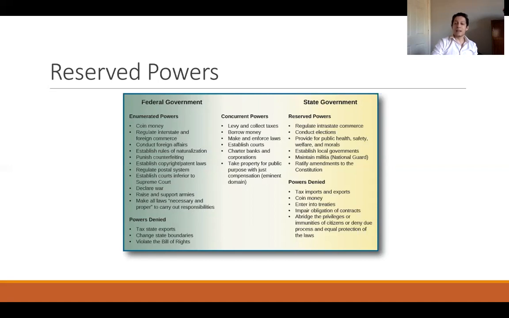There are then the state powers, which are the reserved powers, those powers that are reserved specifically to the states. And again, also denied powers to the states, those that the states cannot participate in and can only be exercised by the national government. Then there are concurrent powers. And these are powers that are shared by both the national and state governments, or powers that can be exercised at either the national or the state level. And it's basically Federalist 39 in action.